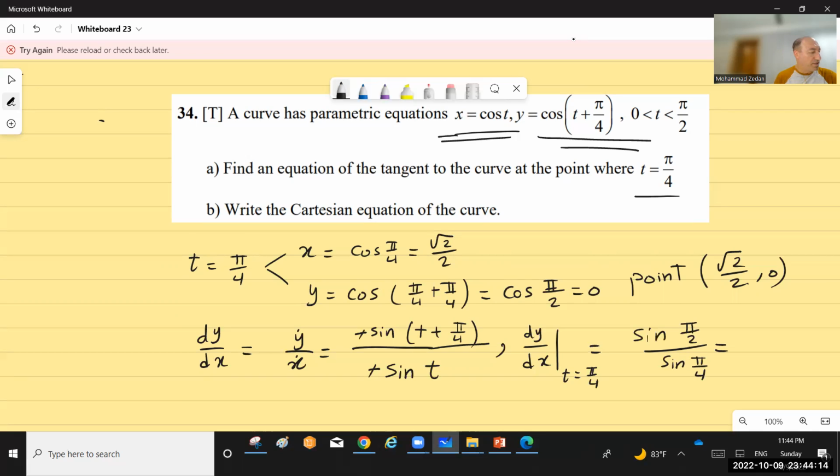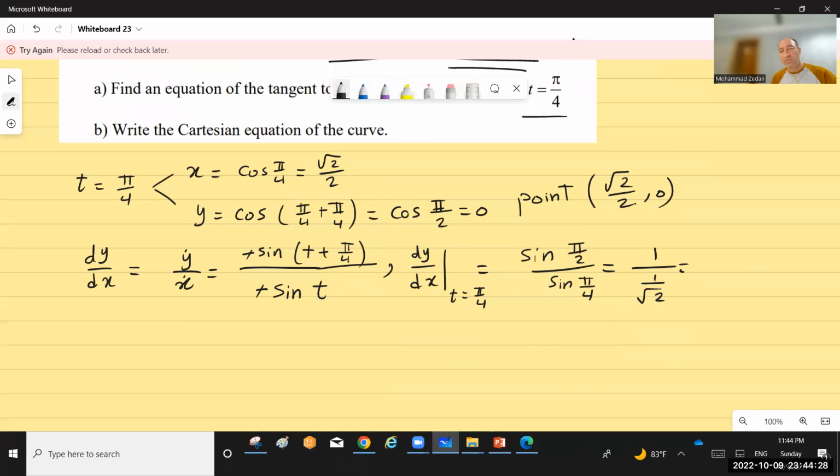Okay, so the answer is 1, since sine pi over 2, sine 90, is 1, and sine pi over 4 is 1 over radical 2. 1 over radical 2 is radical 2. So this is the slope of the tangent to the curve, equal to radical 2.